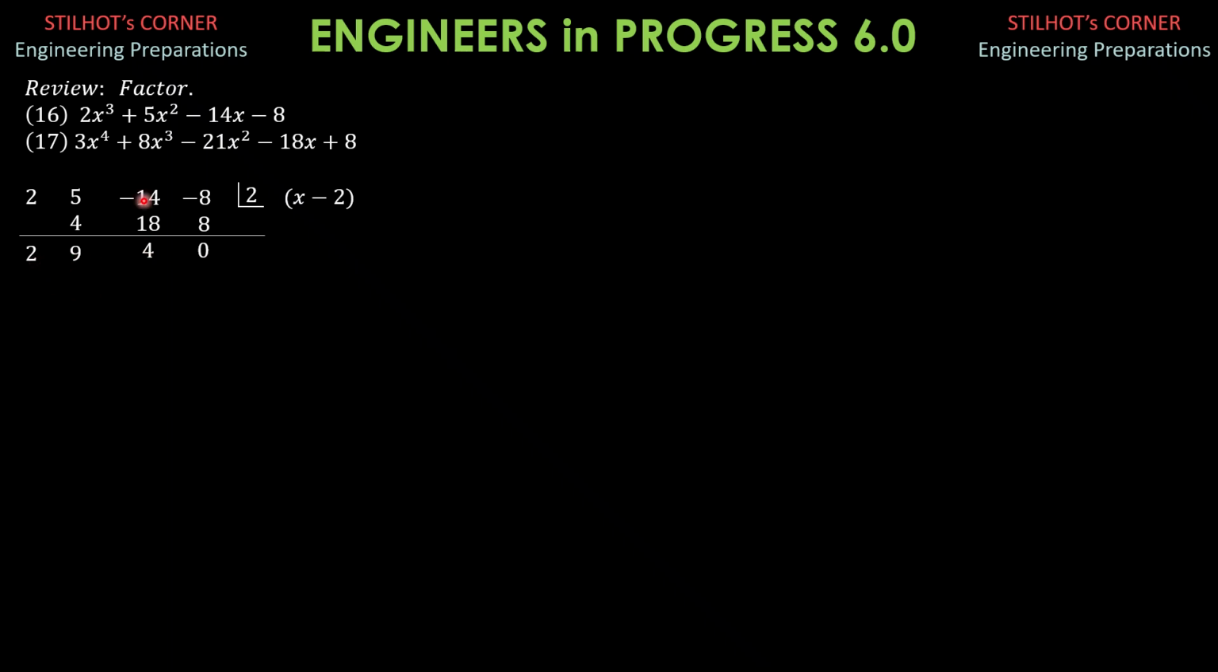The meaning of this term, from third degree it becomes second degree, so this is 2x squared plus 9x plus 4, which can be factored by trial and error as 2x plus 1 and x plus 4. So check: 2x squared, 8x plus x, so 9x. 1 times 4 is 4. So the complete factored form of this expression is x minus 2, 2x plus 1, x plus 4.